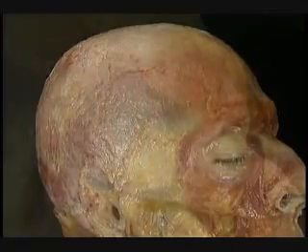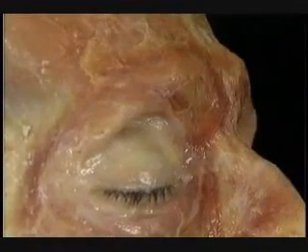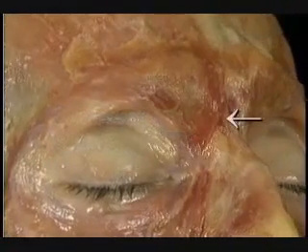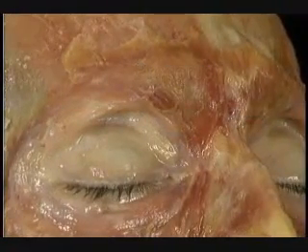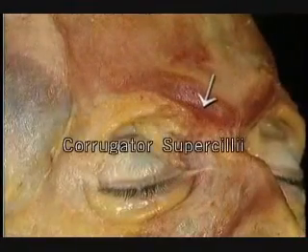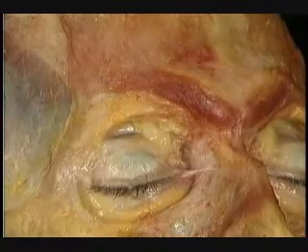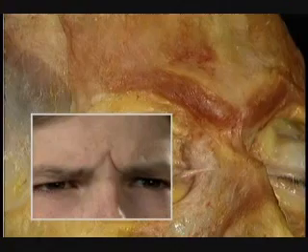The full effect of a frown comes from the added effect of these not very separate muscles, depressor supercilii and procerus, and by the more deeply placed corrugator supercilii, which pulls the eyebrow medially, causing these vertical wrinkles.